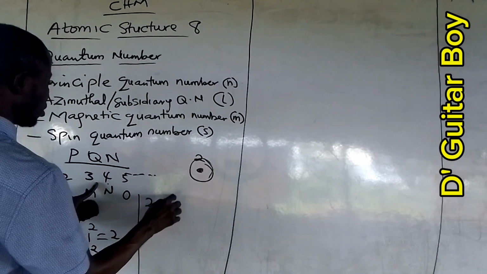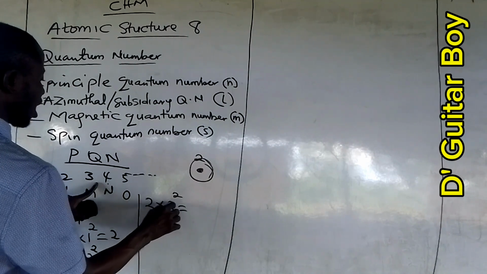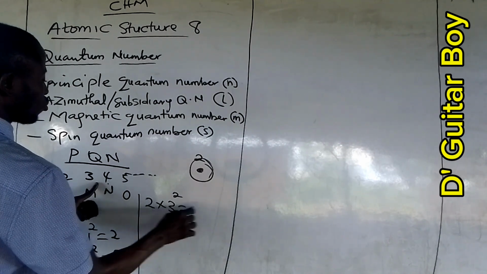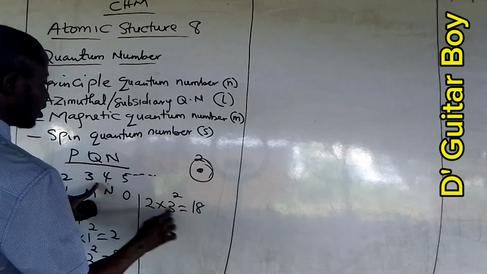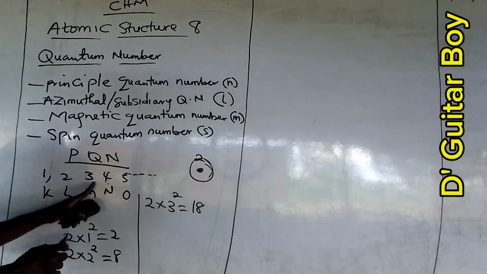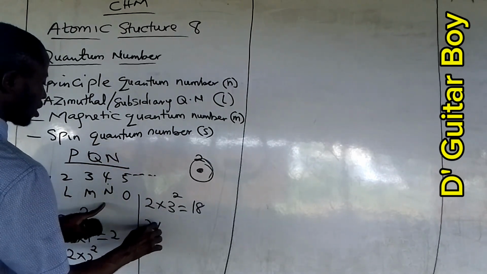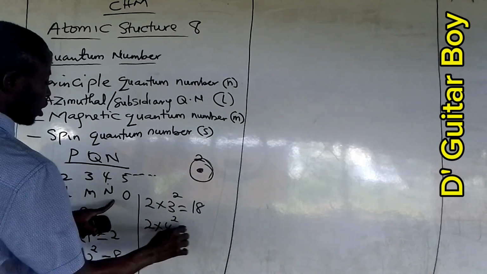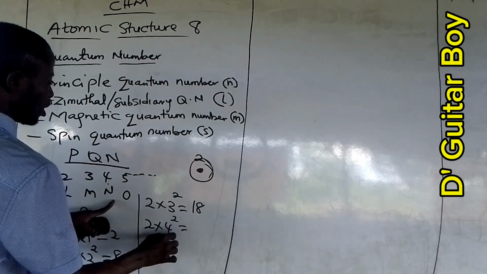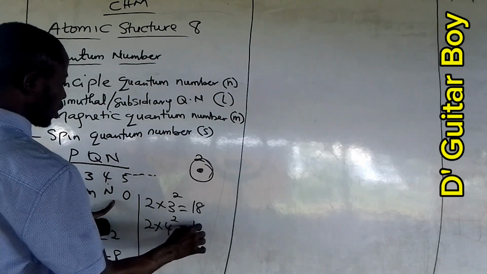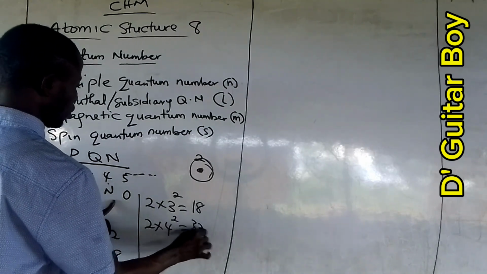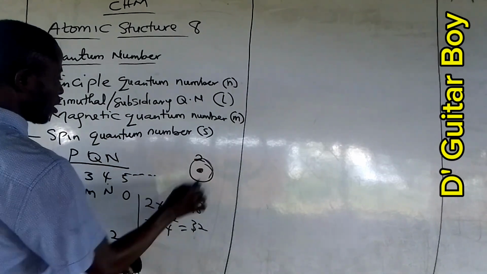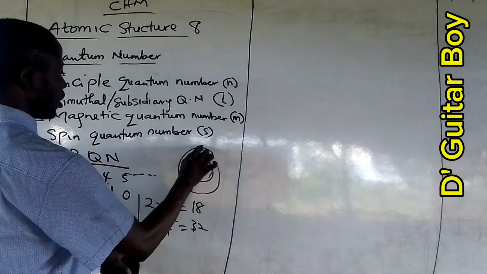The M energy level, or the third energy level, will be 2 times 3 raised to power 2, which is 3 times 3, because 3 raised to power 2 is 9. 9 times 2 is 18. The maximum number that can enter here is 18. Then 2 times 4 raised to power 2: 4 raised to power 2 is 16, and 16 times 2 is 32. So this is the maximum number of electrons that can enter the N shell.